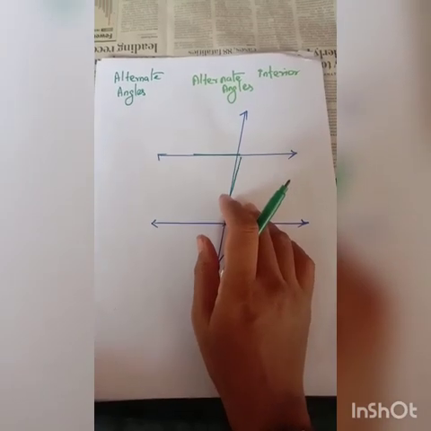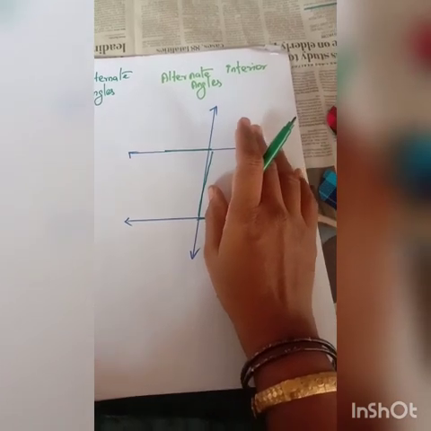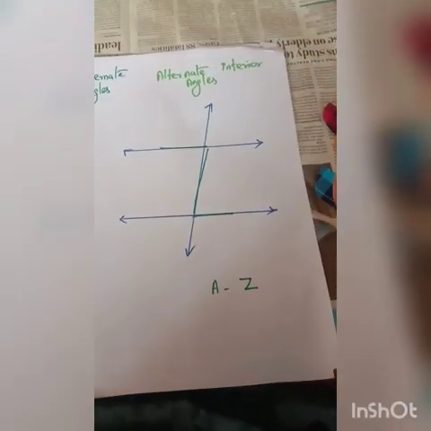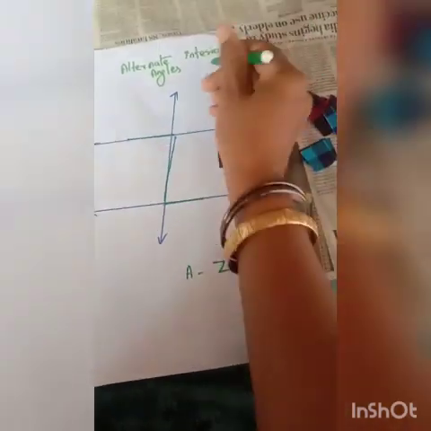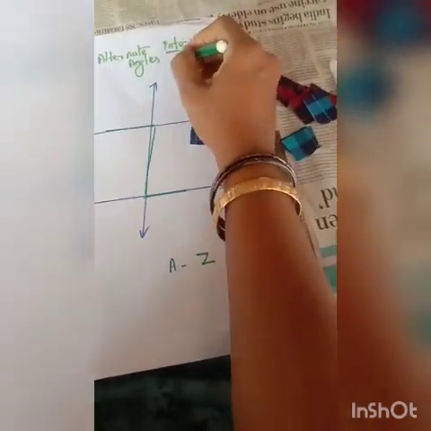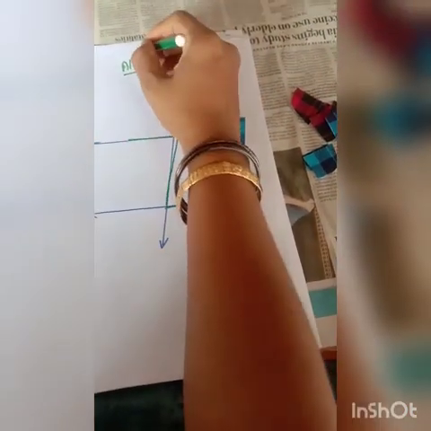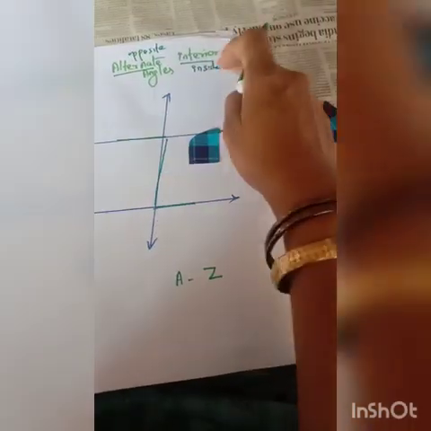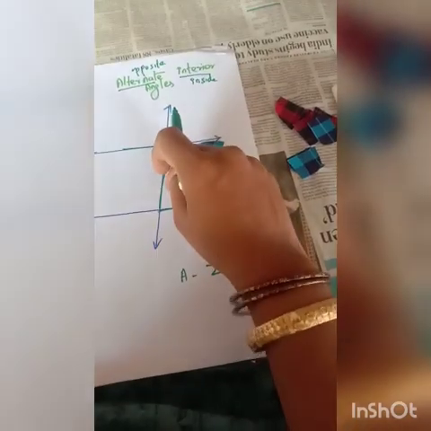Now we are going to see about alternate angles. In alternate angle, there are two types: one is interior angle and another one is exterior. Alternate angle means, interior means inside. It should be inside, and alternate means opposite. The angle should be inside the parallel lines and it should be in opposite direction.